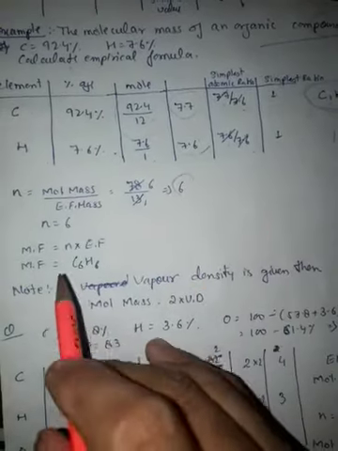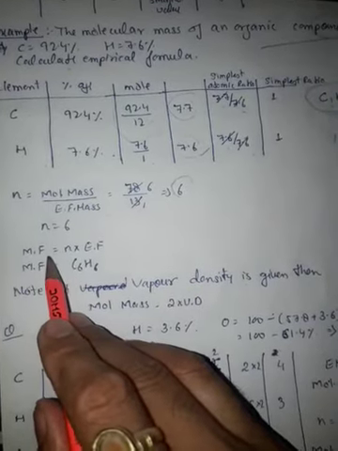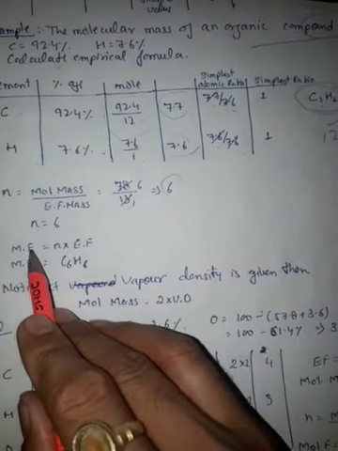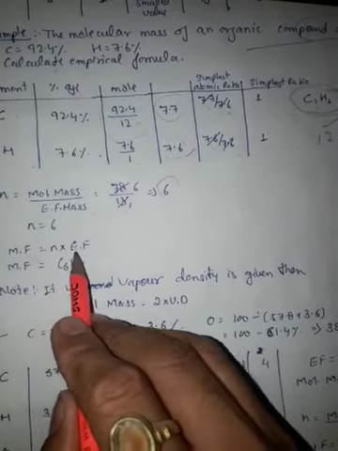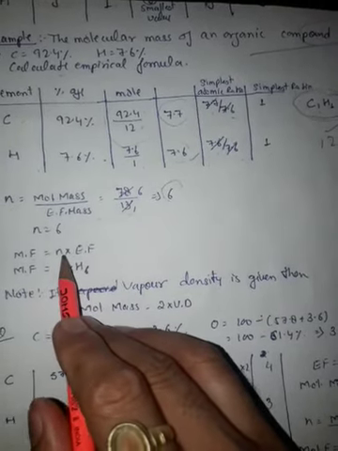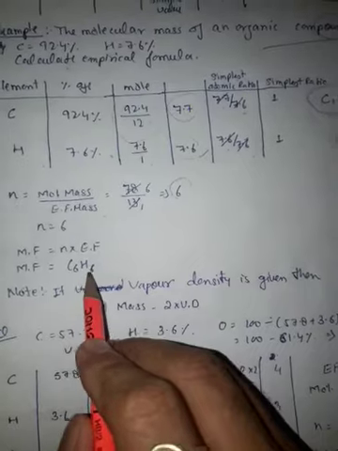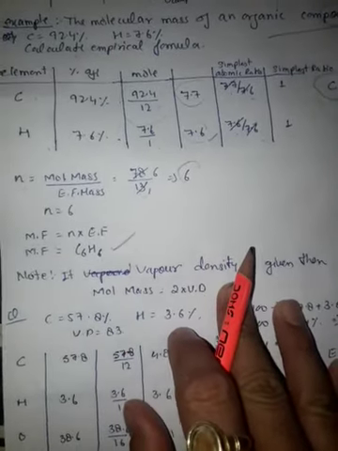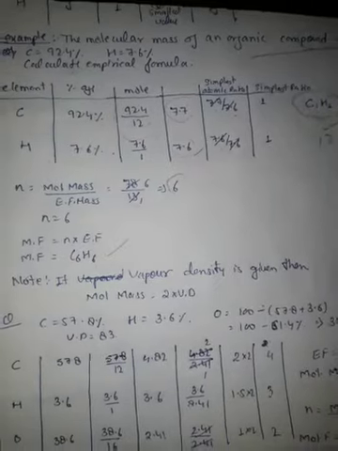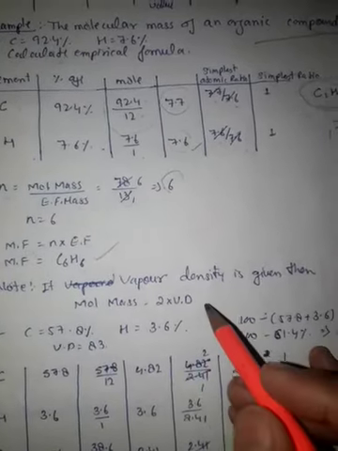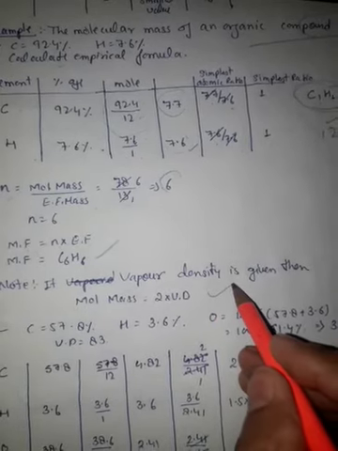Now to calculate the molecular formula, the formula is: molecular formula, MF, is equal to n, the number of moles, into the empirical formula. So multiply both the atoms with the number 6, that is C6H6 is the molecular formula of the compound. In case vapor density is given, then use the formula molecular mass is equal to 2 into vapor density.